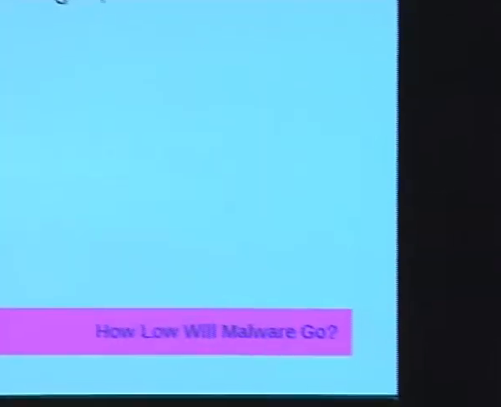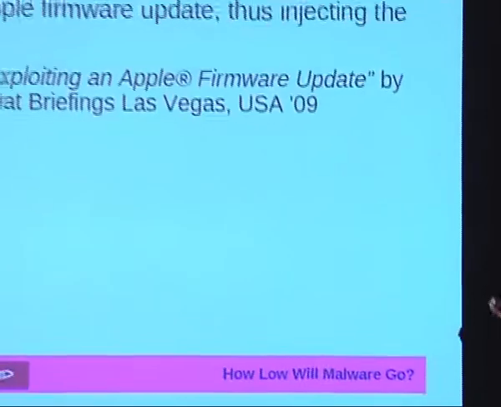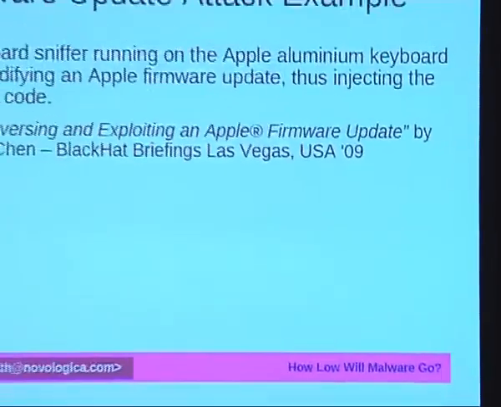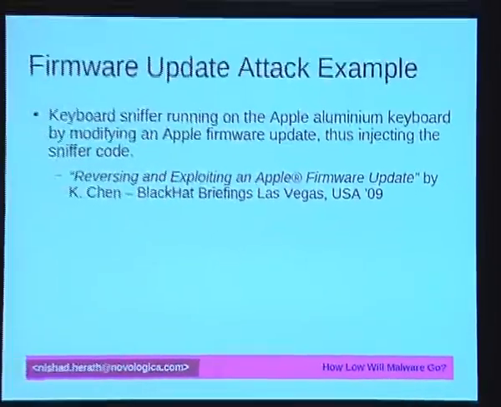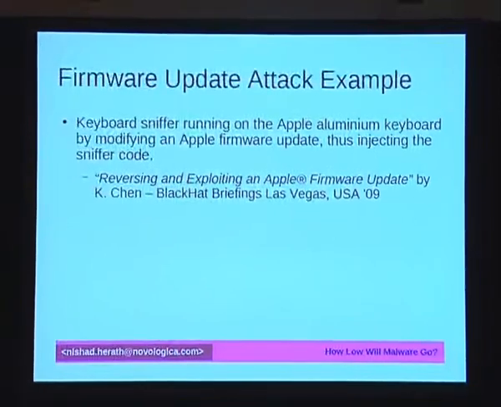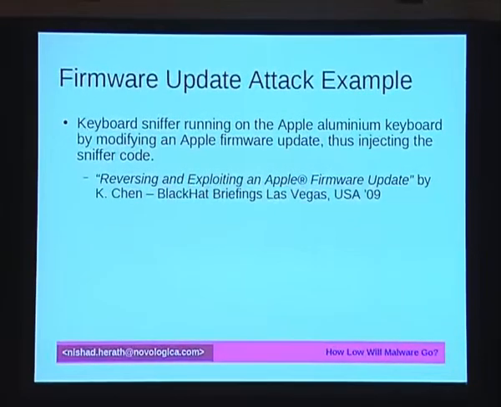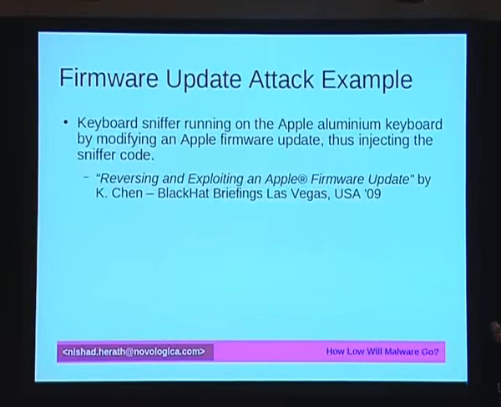So let's take a quick look at one of the firmware update attack examples. This is obviously in the public domain. You can go and have a look at it in detail if you like, because you could probably spend 2 hours explaining how it was done. It's very cool. Basically, they reverse engineered one of the Apple firmware updates for the Apple aluminum keyboard. They embedded their own code into the firmware update and implemented a rudimentary keyboard sniffer right on the keyboard.